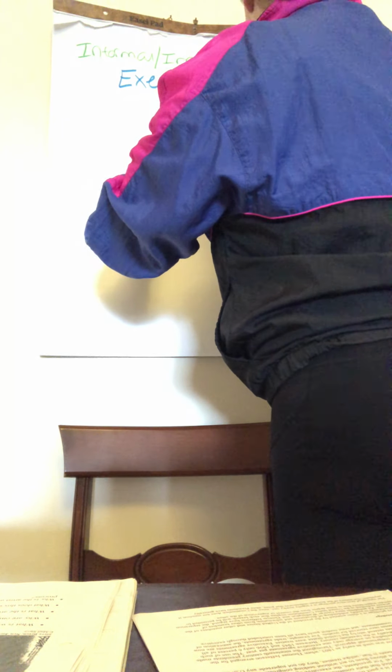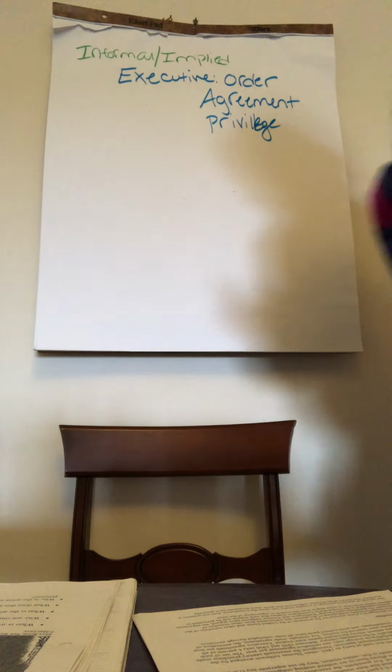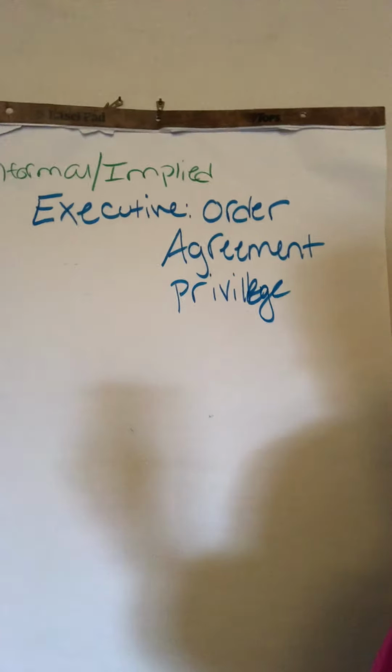So executive order, executive agreement, and executive privilege. So we have order, agreement, and privilege. All right, what do those mean? So order is just what you hear.